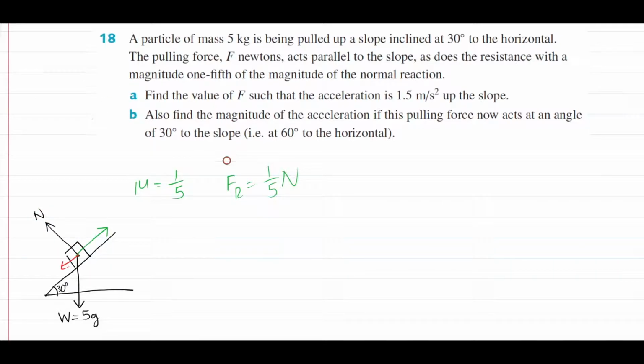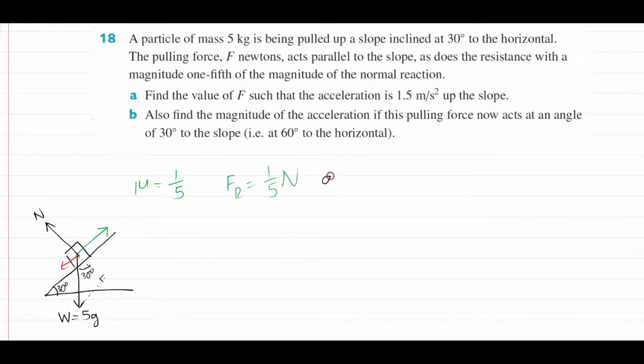Normal reaction force. The invisible force, the natural force that you should also draw, is your triangle right here, because it's on the inclined plane. So naturally it should be going down, and that angle is 30 degrees. Right, let's have a go at the question. A, find the value of F such that the acceleration is 1.5 meters per second squared up the slope.